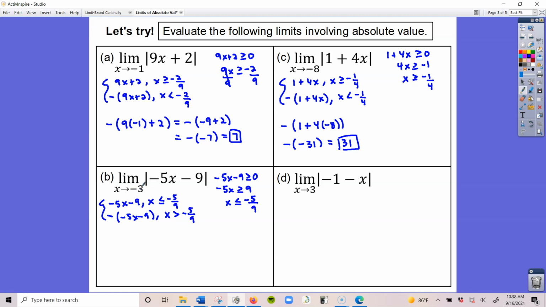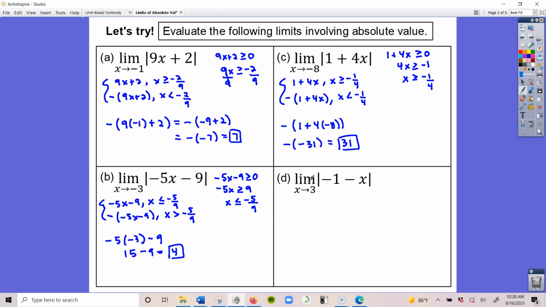Now -3 is less than -5/9. So when I look at my pieces here, it's the top side that -3 will fit into. So we're going to plug it into the top here. So -5 times -3 minus 9. -5 times -3 is 15, and 15 minus 9 equals 6.